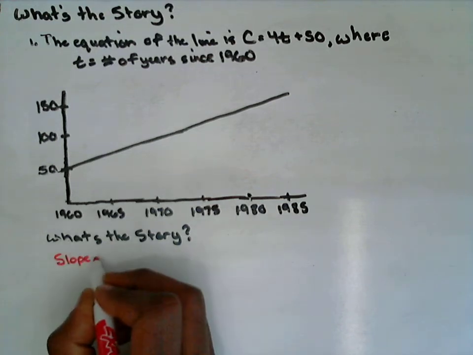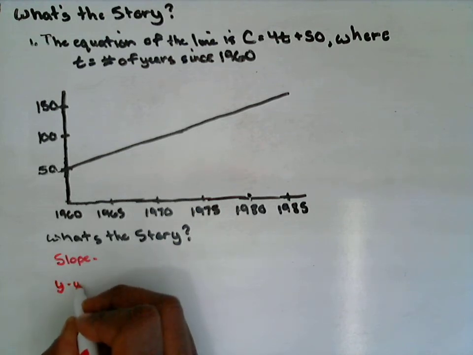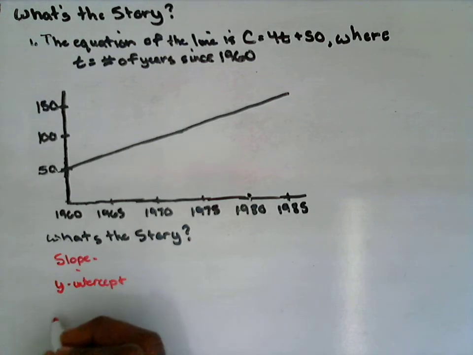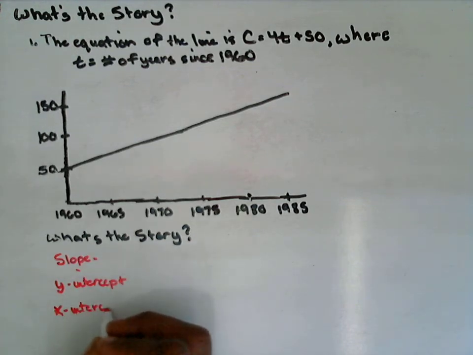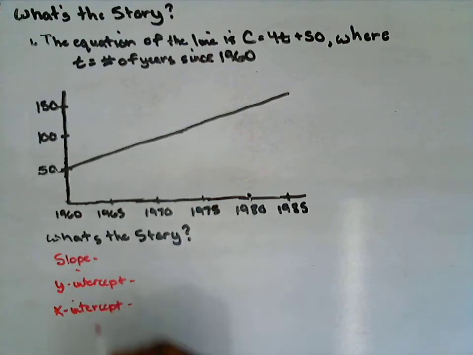So I'll make a little section for slope, y-intercept, and my x-intercept. And these are like the characters in our story, so we'll look at what all these mean.